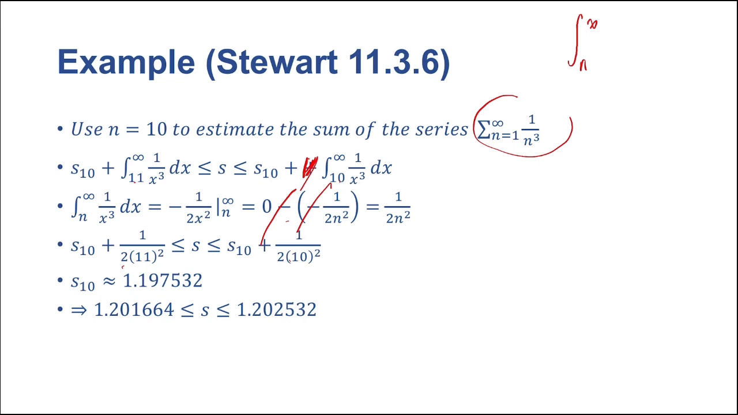But anyways, if we plug this into our inequality, we determine that the sum is somewhere between 1.201664 and 1.202532. Of course, this is a fairly good approximation, I think. We can now take the midpoint of this, and we can estimate error bounds as well. We get that the sum is at about this midpoint, which is 1.2021.